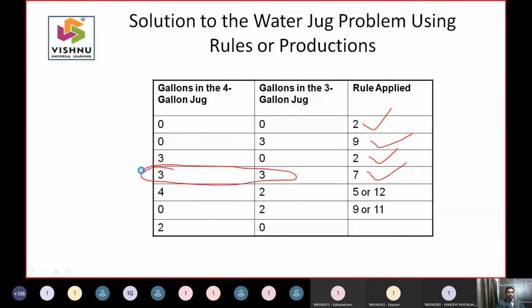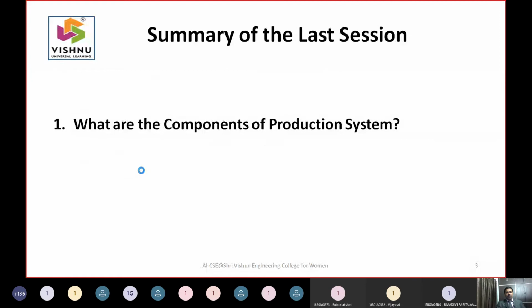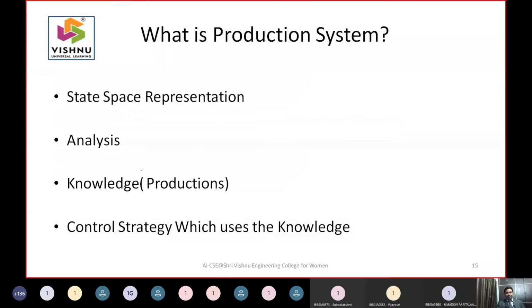So I have asked the first question: what are the components of production system? The answer will come in the next slide now. This is what the production system is. Your production system has to represent the problem in terms of state space. Before representing this problem in terms of state space, it has to identify the starting state and goal state.